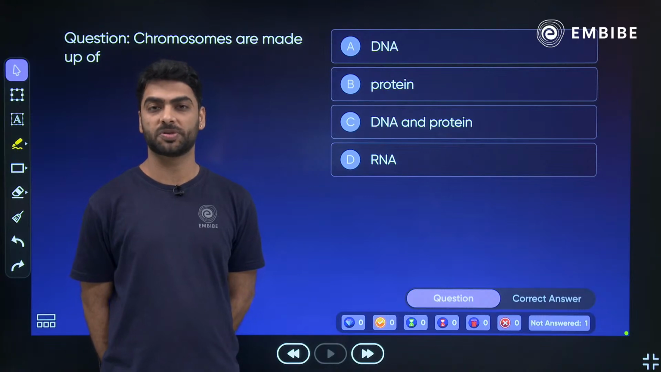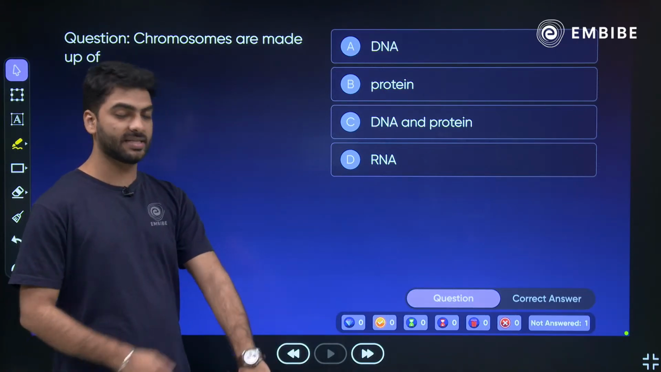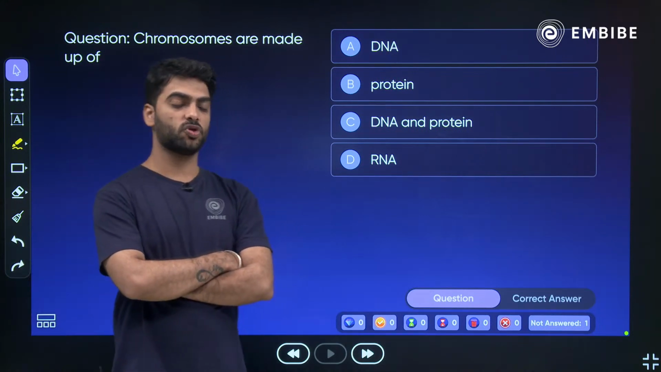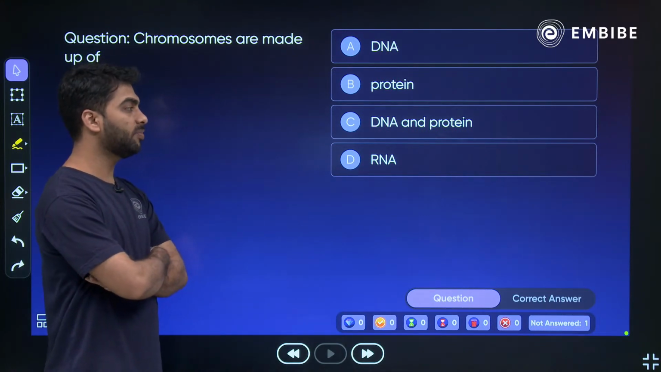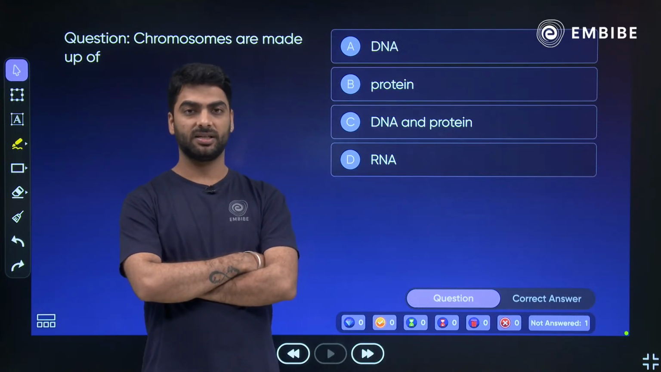Then chromosomes are made of DNA, protein, DNA and protein or RNA. What are chromosomes made of? Come on, very easy, super easy question. 30 seconds. What are chromosomes made of? DNA, protein, both or RNA? Hashir, Arathi, any guesses over here?